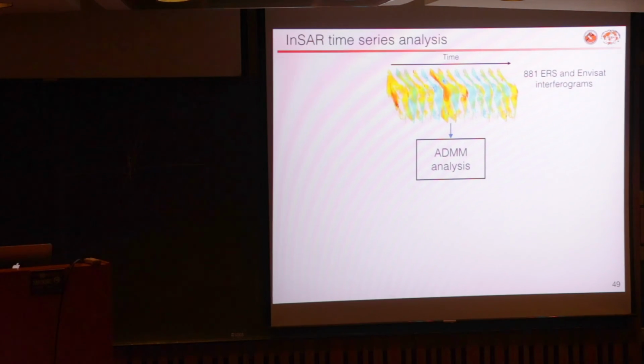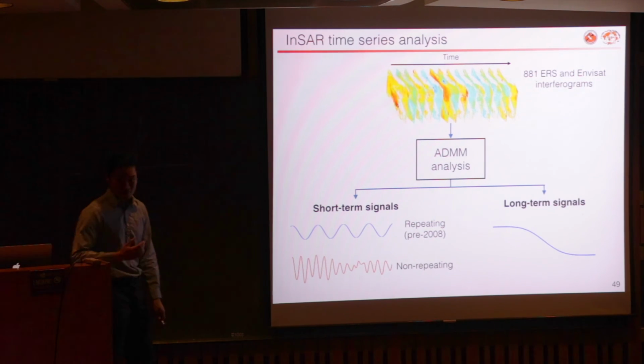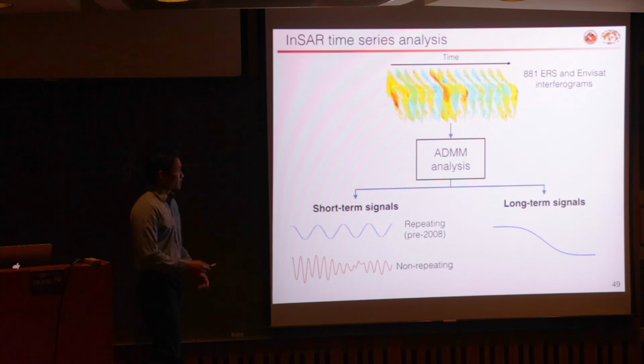So now let's take a whole bunch of InSAR data that we have, 881 ERS and Envisat interferograms over the LA basin, and we're going to put it into this magic box of ADMM analysis, and we're going to decompose it into short-term signals and long-term signals. So we saw in the GPS that this was very useful, so let's try it with the InSAR data.